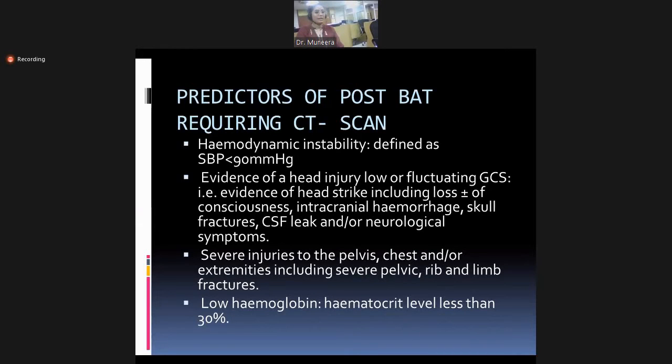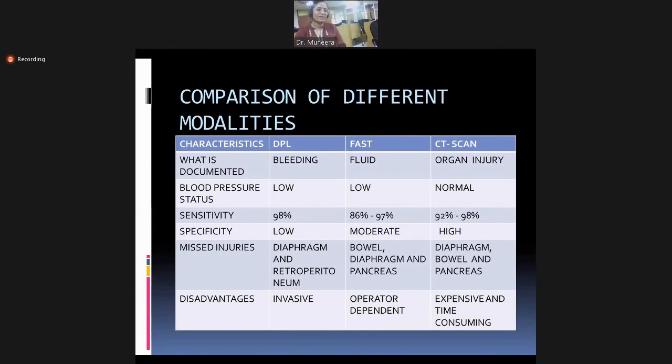So number one, when a polytrauma patient is involved, you have a low HB. During resuscitation, the patient starts dropping the blood pressure, or you have concomitant head injuries and the patient is unconscious or drowsy. Then you would like to go for the CT scan in blunt abdominal trauma patients.